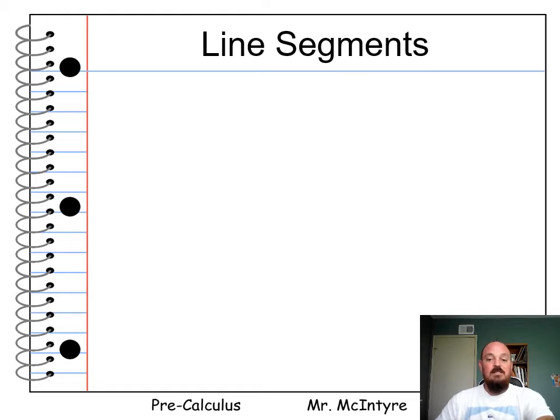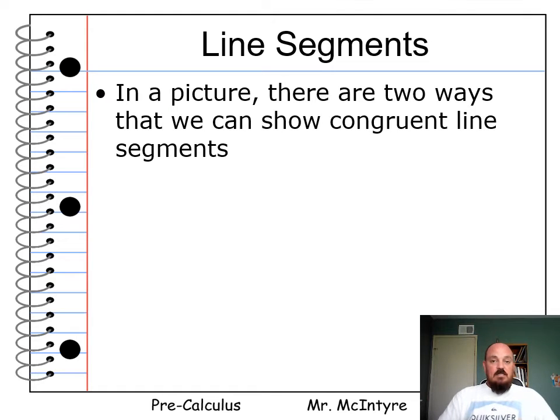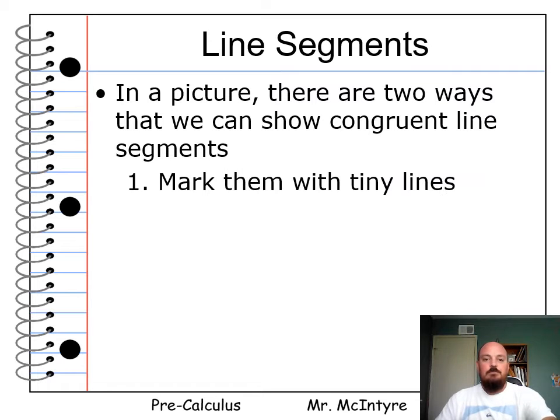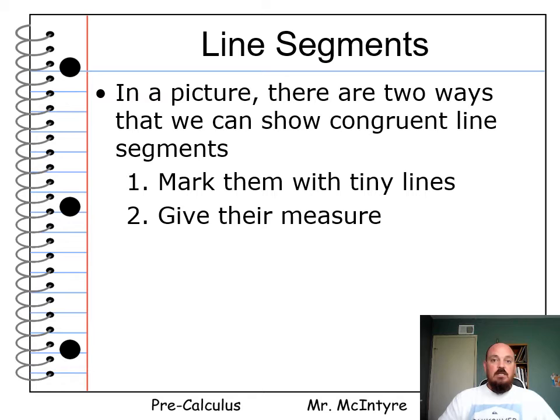So let's go through some of our basic shapes that we started with, like line segments. When we talked about line segments, I told you guys there's a couple different ways that we can show line segments are congruent. One is we can mark them with a tiny little line on them to show that they're congruent. And you can use more than one line if you have more than one pair of congruent sides. The other thing is you can give their measure. Like if I have a picture and I say one line is 10 inches long and another line is 10 inches long, they're congruent because they're the same length. So those are the two ways in a picture that you might show that line segments are congruent or the same.